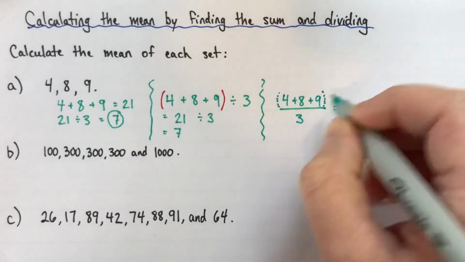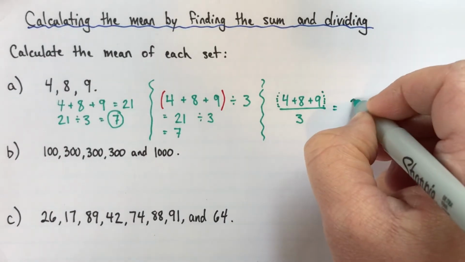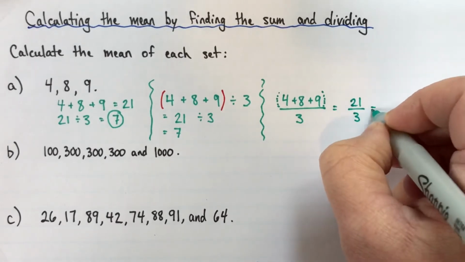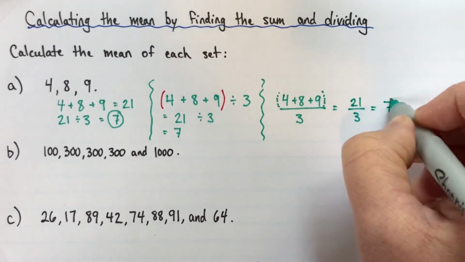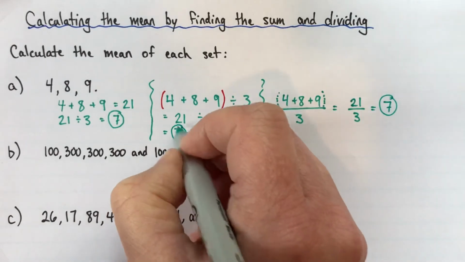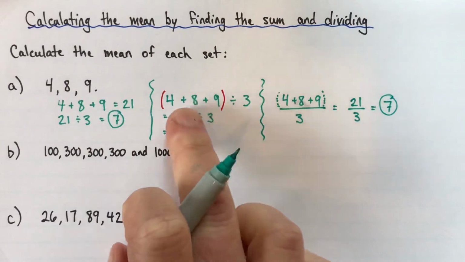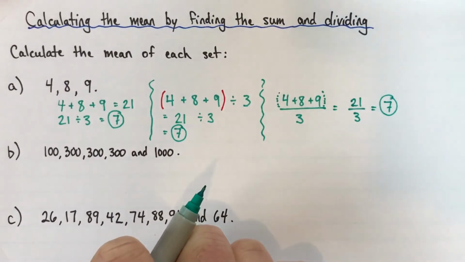Okay. And that 4 plus 8 plus 9, that's 21. And we're going to, again, write 21 divided by 3. And that is equal to 7. All right, so whichever way we get 7. All of these ways are good. Just make sure if you write it like this, you remember the brackets.